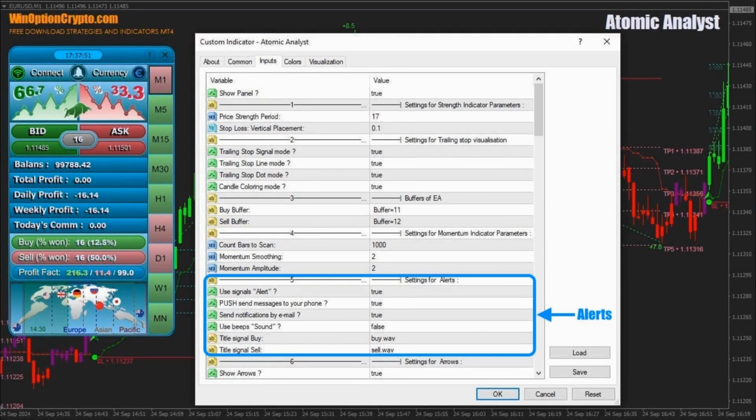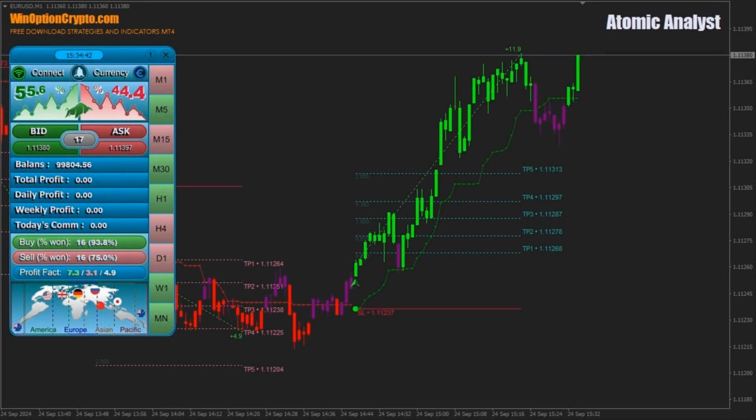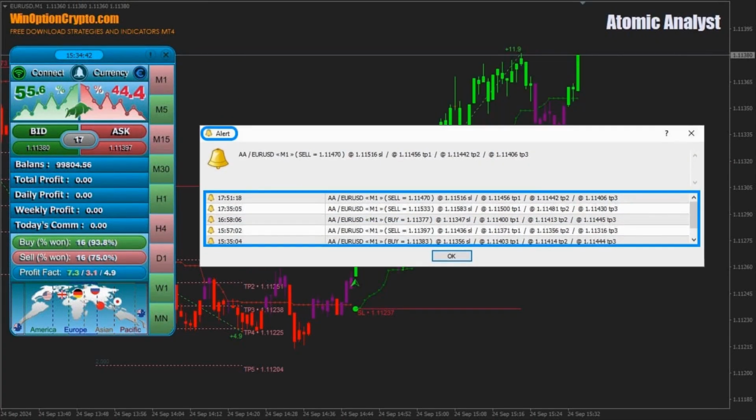There is no point in considering all the parameters, as they are intuitively clear. We draw your attention only to the section of pop-up messages, alerts. If they are activated, the trader will not have to constantly monitor the market and the signals of this indicator. Once all the necessary conditions are met, a trading signal appears to open a call or put option in the form of a green or red triangle, respectively, which is signaled by a pop-up message.